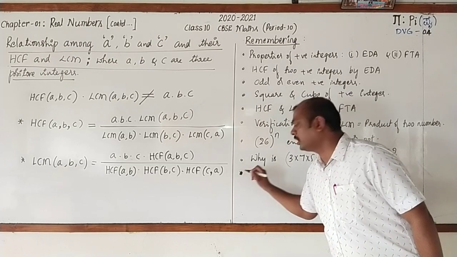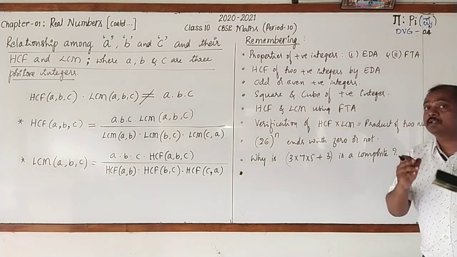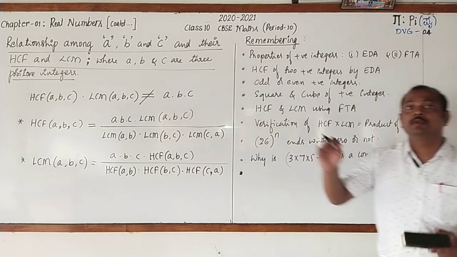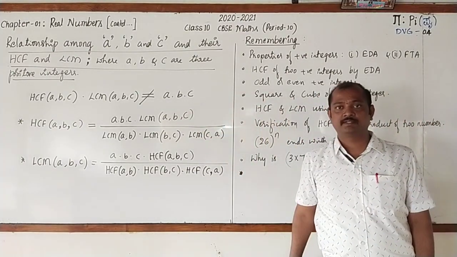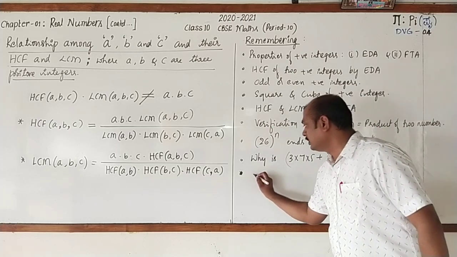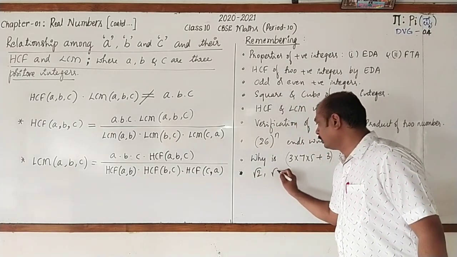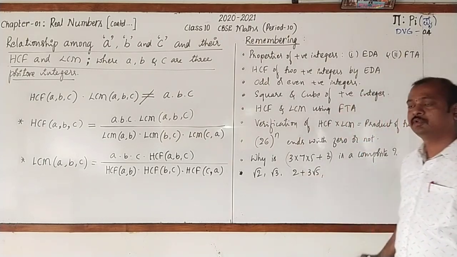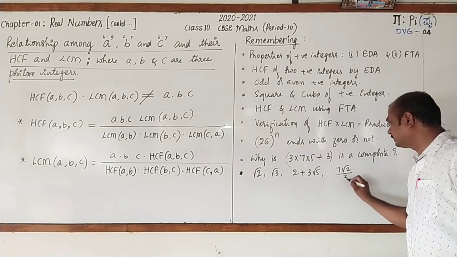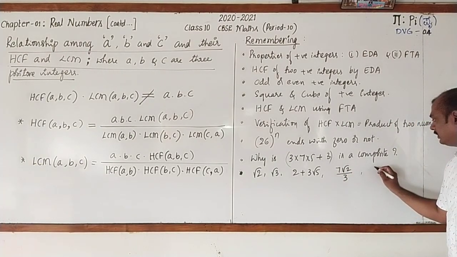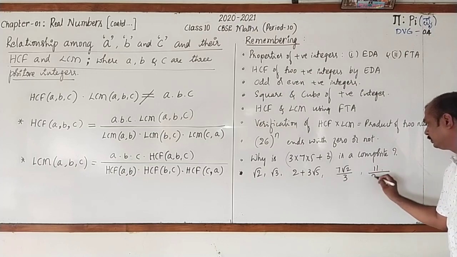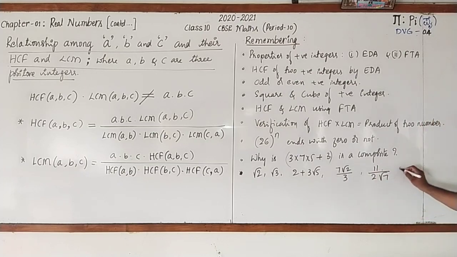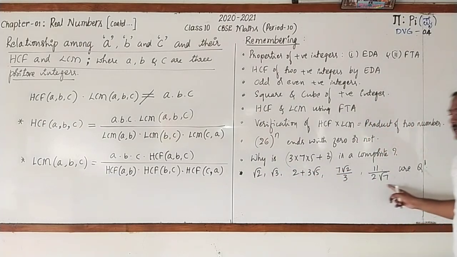Next, another very important concept is proving irrationality of numbers, right? That is like root 2, root 3, then 2 plus 3 root 5, 7 root 2 by 3, then 11 by 2 root 7, they all are irrationals. It means we have to prove these as irrationals. That is another important one.